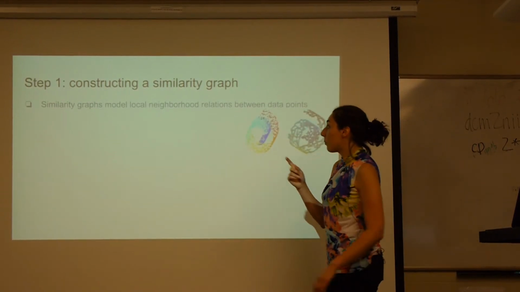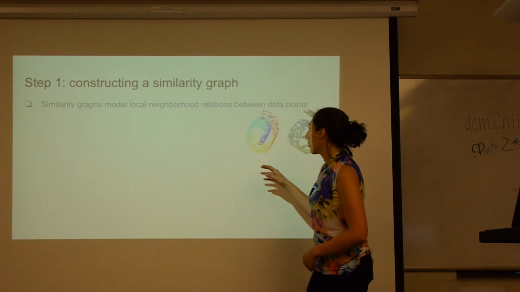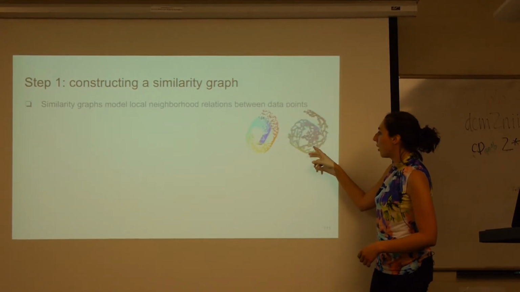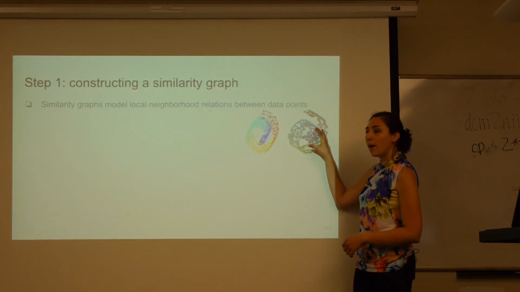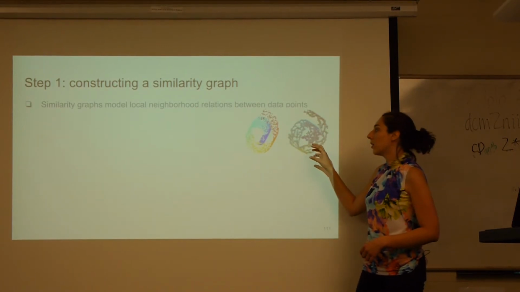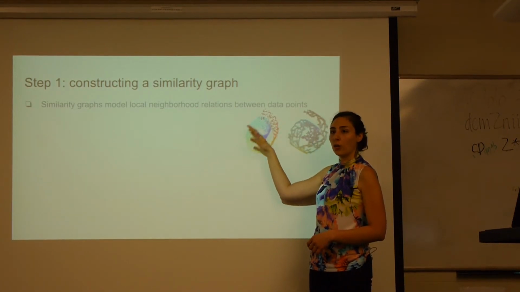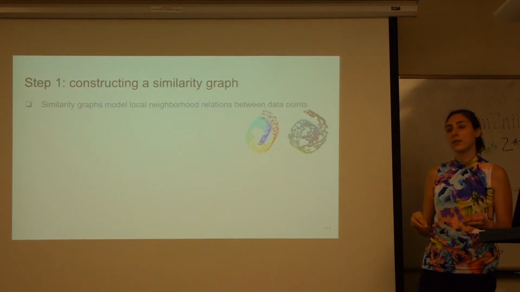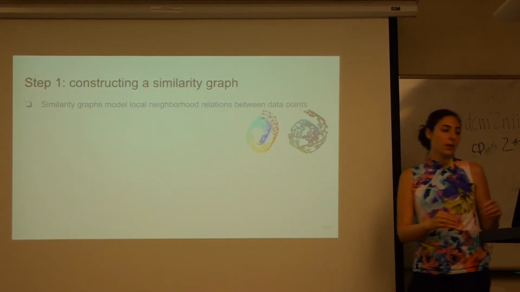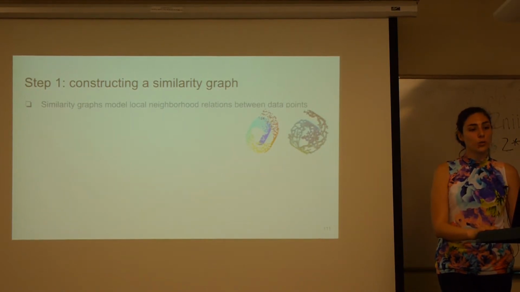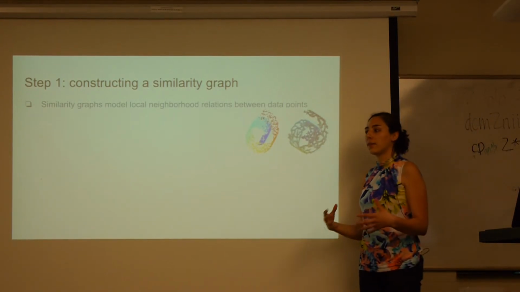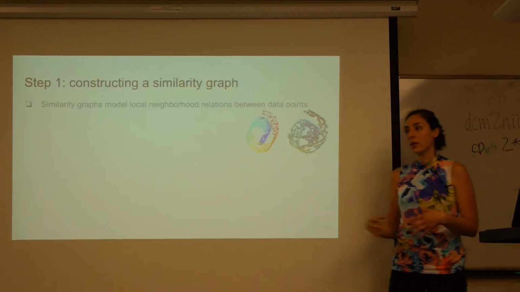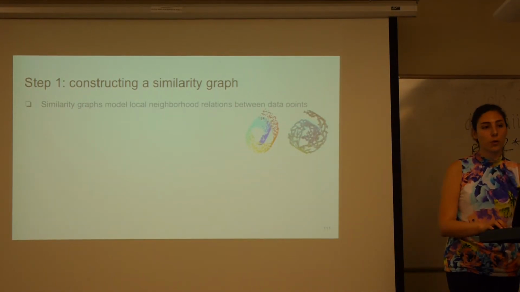So step 1 is constructing a similarity graph. Here we have this observed data, and we want to construct a graph that tells us how similar points are on this observed data, how similar different data instances are to each other. This will allow us to have a sense of what these local relationships that we need to preserve are when we try to unroll the Swiss roll.